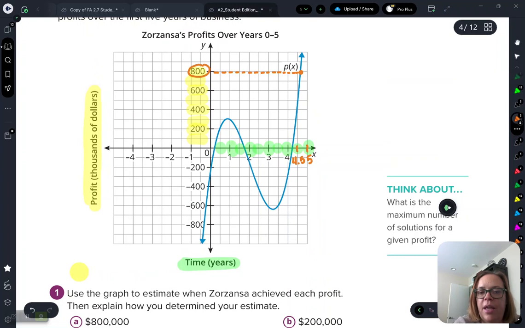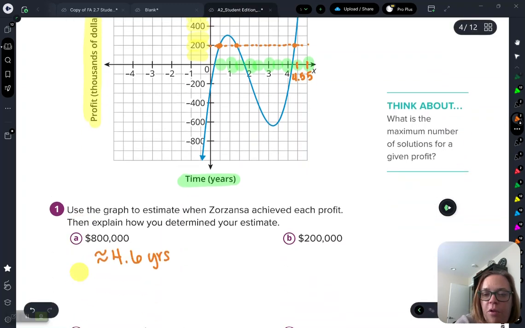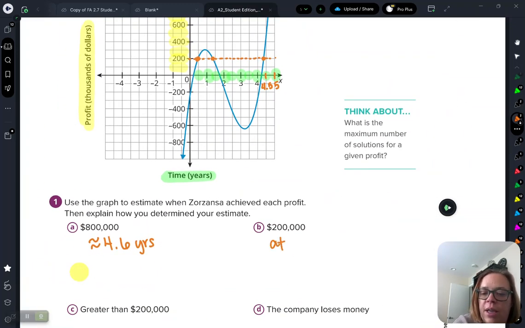You just do the same thing, but you'll notice that it happens more than once. In fact, it happens 3 times. Here, about half a year in, here about a year, 1.3 years, here about 4.4. I'm just estimating, picking decimals that are kind of in the ballpark. So we'll say at approximately half a year, maybe 1.4 years, and once again at about 4.3 years.